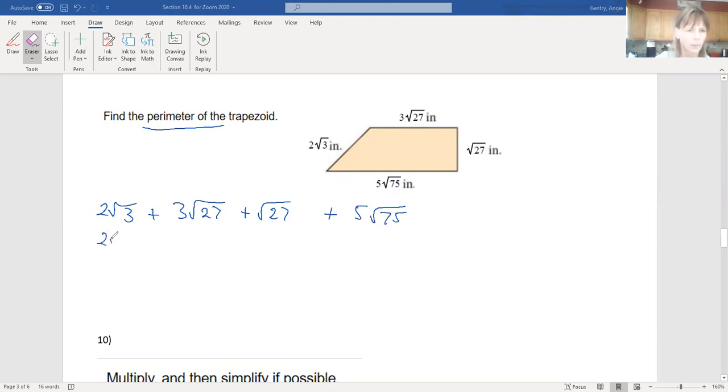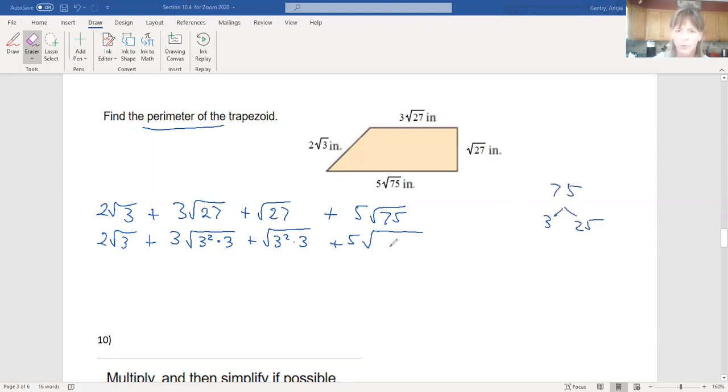Oh, might as well work it now. 2 square root of 3 plus 3 square root of 27. 27 is 9 times 3, so 3 squared times 3, plus square root of 27, 3 squared times 3 is underneath, plus 5 square root of 75. 75 is 3 times 25. So this is 5 squared times 3, 25 times 3.